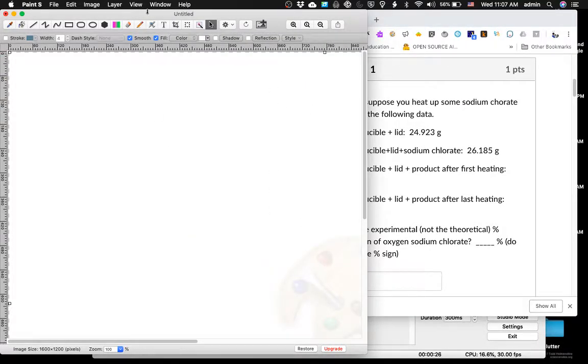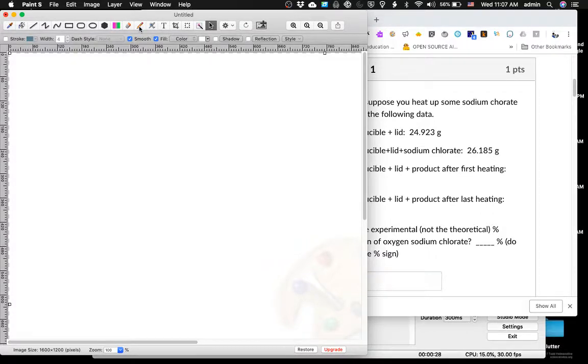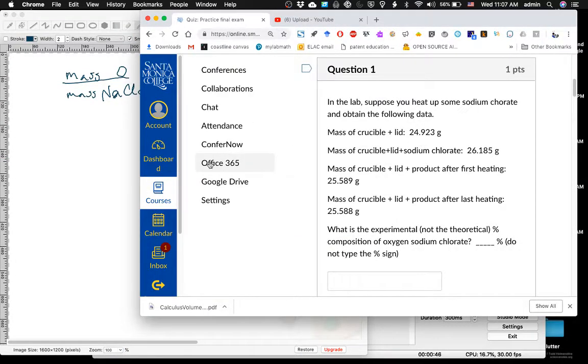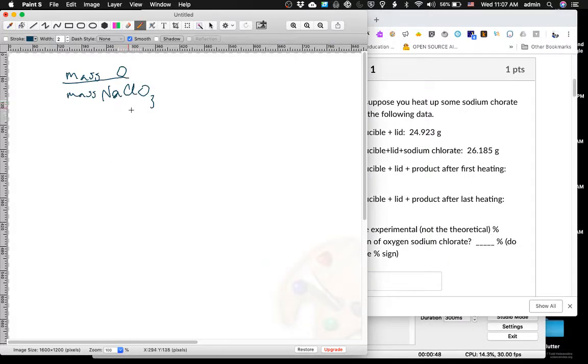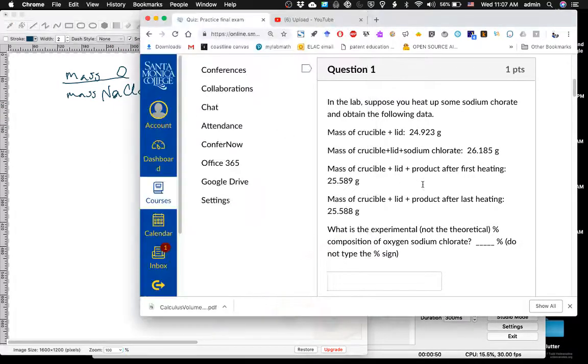So if you want the percent of oxygen in sodium chlorate, you've got to do the mass of the oxygen divided by the mass of the sodium chlorate. Now, the mass of the oxygen we're going to find by subtraction, and then the mass of the sodium chlorate we're also going to find by subtraction. Start with the mass of the oxygen.